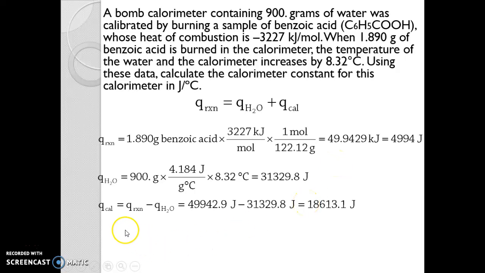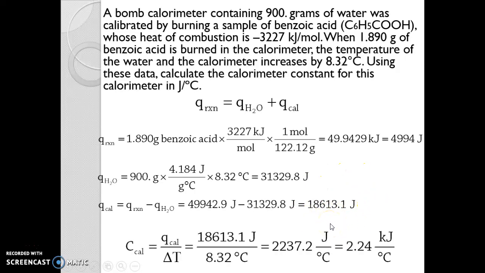So with the Q of the calorimeter then, I can find it by subtracting the other two Q's. There's my Q. So then to get the specific heat of the calorimeter, I'm going to take the Q divided by the temperature change, gives me my specific heat of the calorimeter. Now, whenever I do a chemical reaction in this calorimeter, I know how much energy that calorimeter is going to absorb.